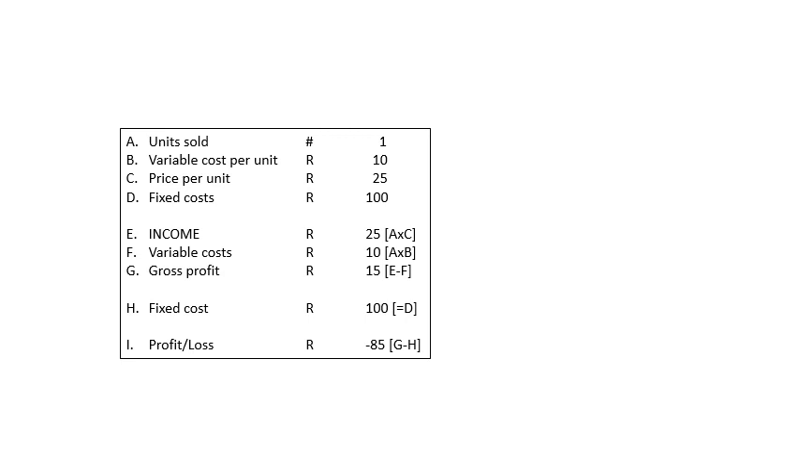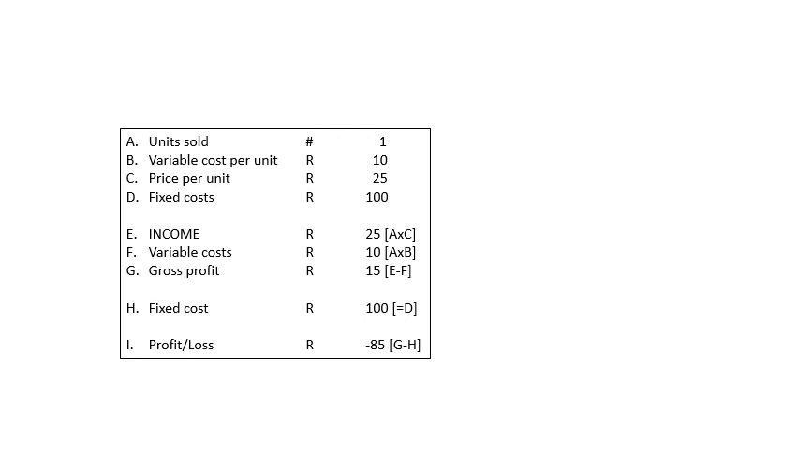Therefore, you see in line E, income, which is the number of units sold, A, times the price, 1 times 25, or A times C, which is 25 Rand. The variable costs are 10 Rand, which is the number of units sold, 1, times the variable cost per unit, which is 10 Rand. And the gross profit, that's an accounting term that you've got to get your head around, is then 15 Rand, which is 10 Rand from 25 Rand, or E from F.